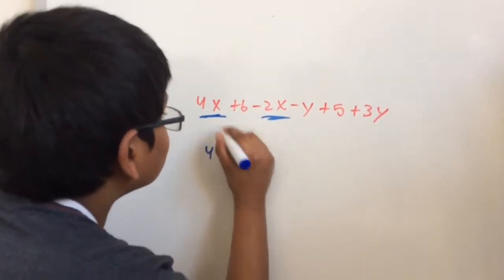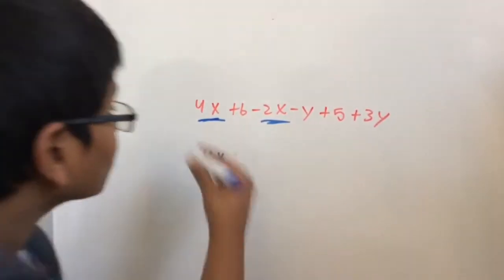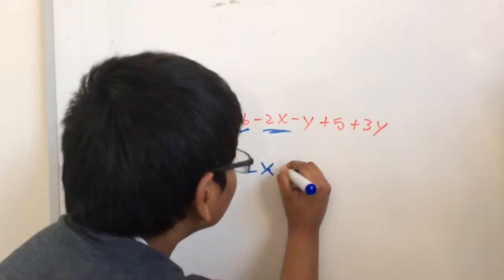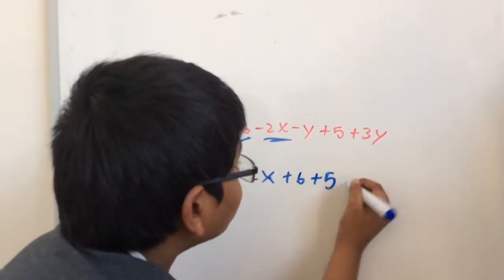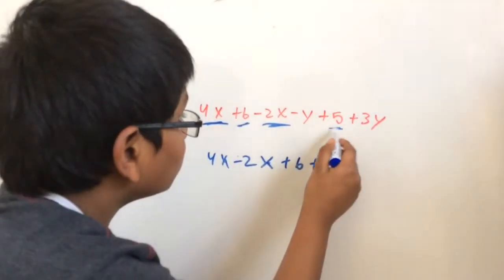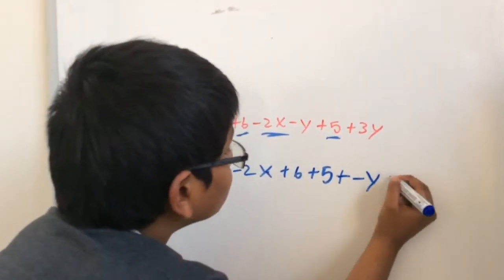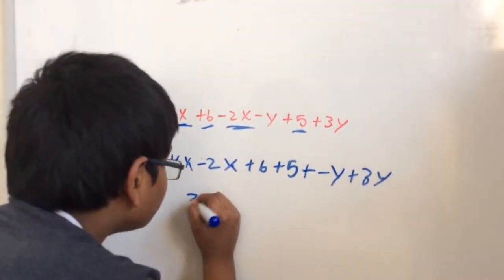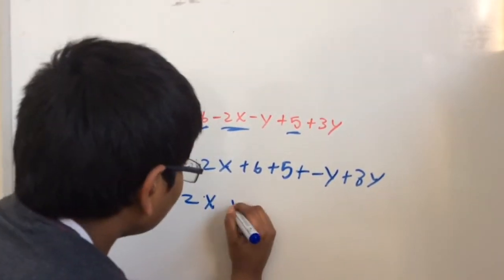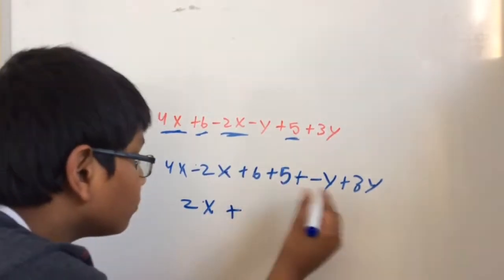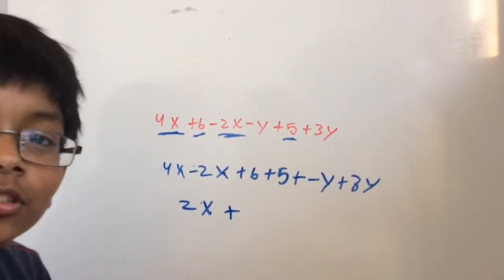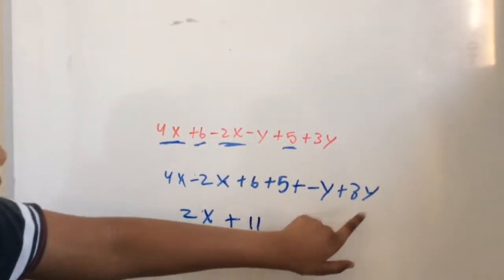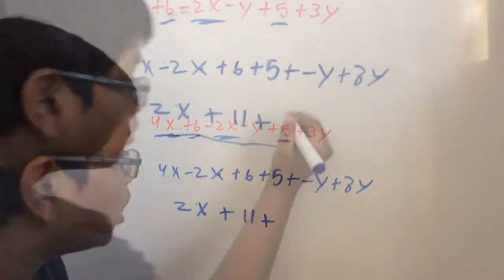So again, for these, you have to get these once again. Put in the 4x. So minus 2x. And then you get the normal ones, plus 6 plus 5. And then there's the y's, so minus y plus 3y. And then all we have to do is 4x minus 2x, so 2x, plus 6 plus 5 is, what's 6 plus 5 again? 11, plus minus y plus 3y. So what's minus y?